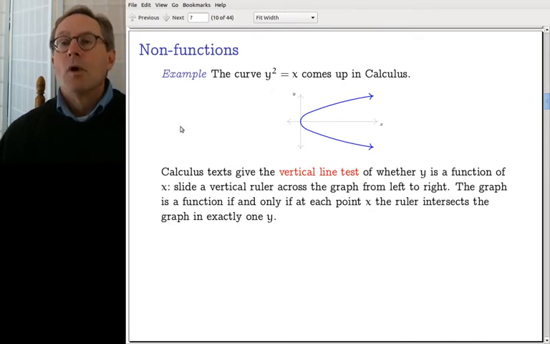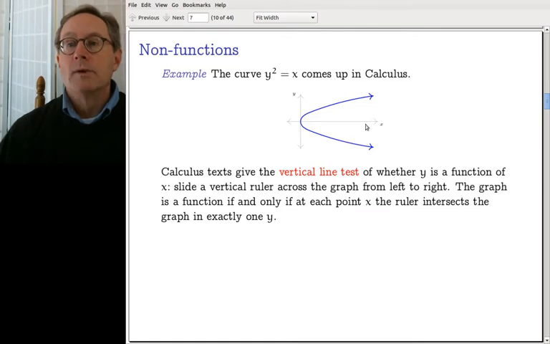Non-functions. For an example of a non-function, sometimes it's easiest to understand what something is by understanding what it isn't. So the curve y squared equals x comes up in calculus. Here it looks just like y equals x squared, except it's been turned on its side. This is not a function because if you give me, for example, x equals 9, it is associated with 2 different outputs. That violates well-definedness. X of 9 is associated with a y of 3 and also associated with a y of minus 3. That violates the well-defined condition.